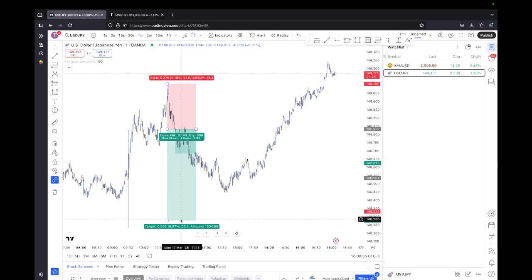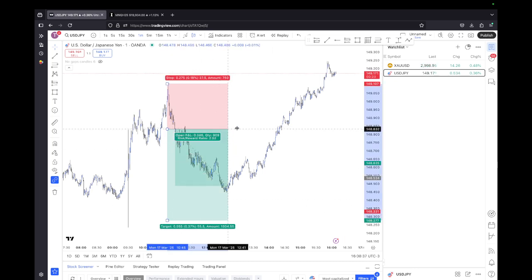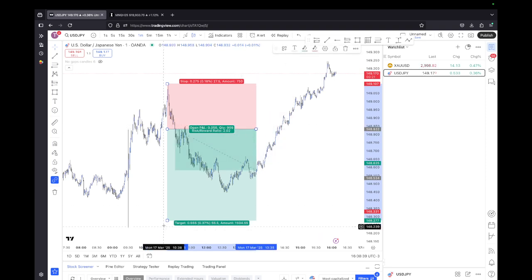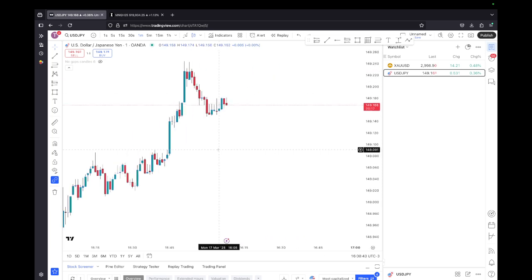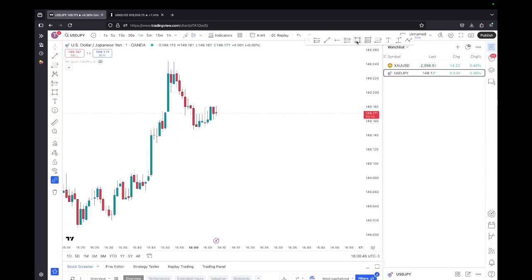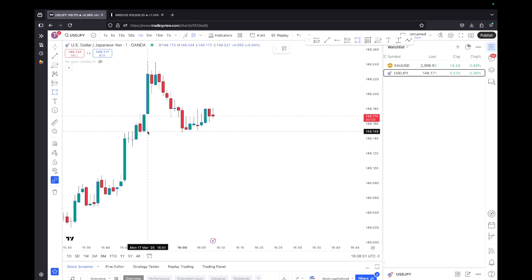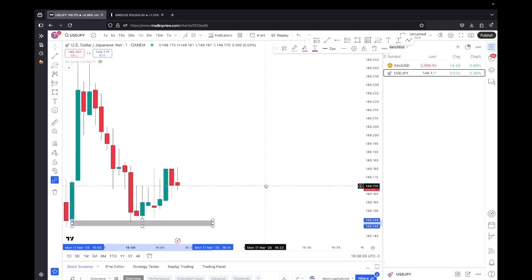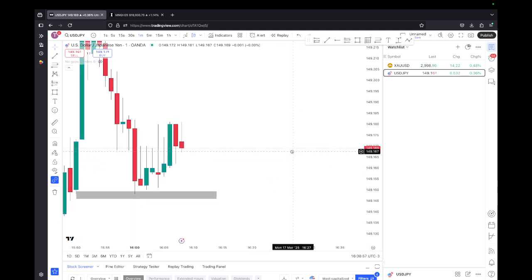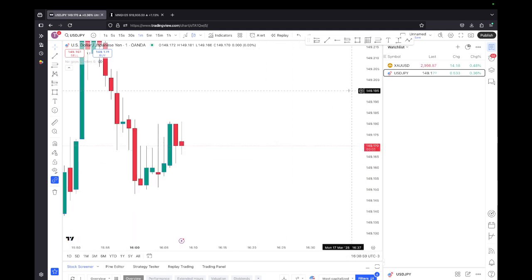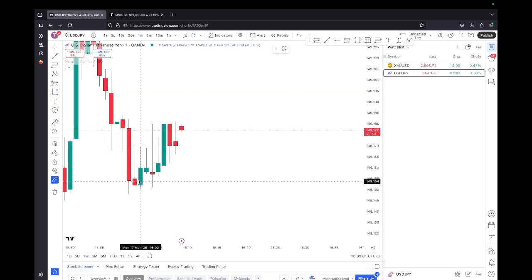Oof, I lost this trade. Yep, stop loss, but it doesn't matter. Anyways, so we see markets rejecting this zone here, and then we see another rejection off of this zone right here.